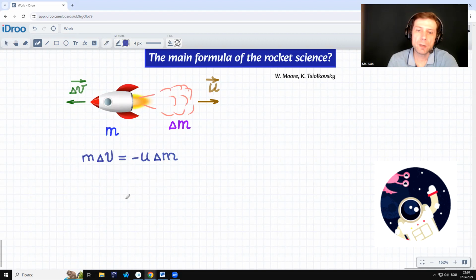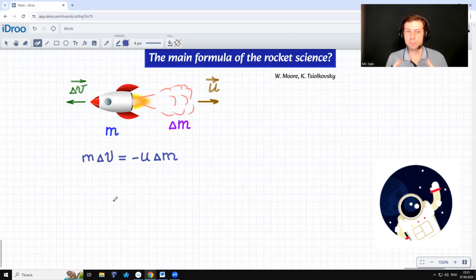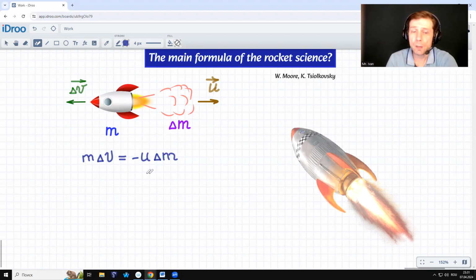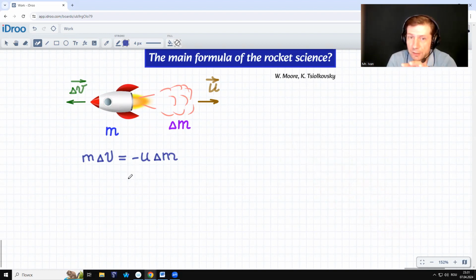Well then, now let's come to the differentials. Tiny micro moments of time when this process occurs. Mass of gases is pushed away to the back of the rocket, and the rocket receives some propulsion and some increase of velocity. Let's call the teeny weeny amounts delta v and delta m differentials. M dv would equal negative u dm.